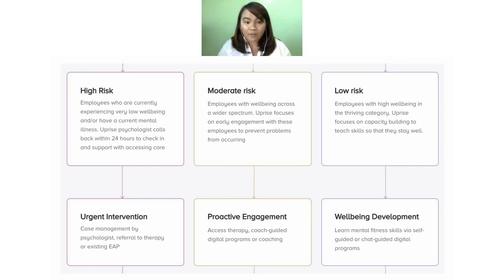And I'd like to remind everyone that part of Uprise service is to proactively call your employees if they are in the high risk part. We make sure that we proactively call them and proactively provide them support, so that they would know what kind of service or support they can get from Uprise or from the company itself. So there, that's what we do.